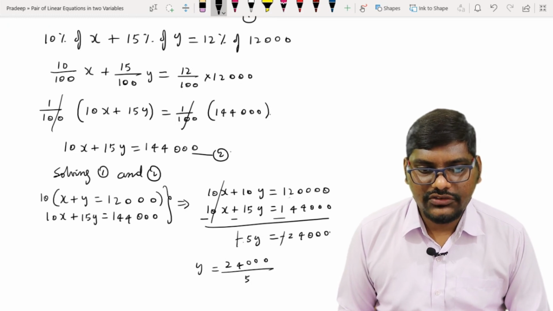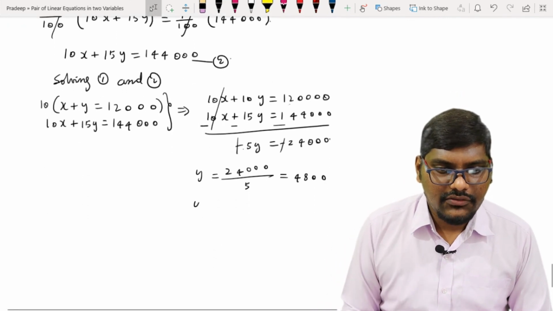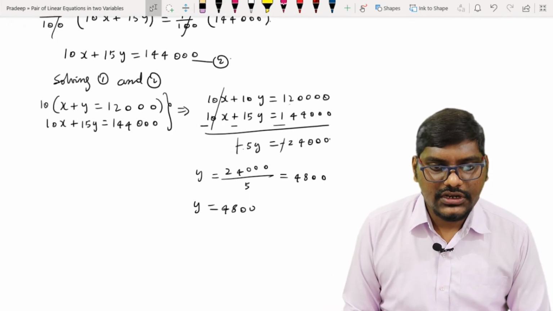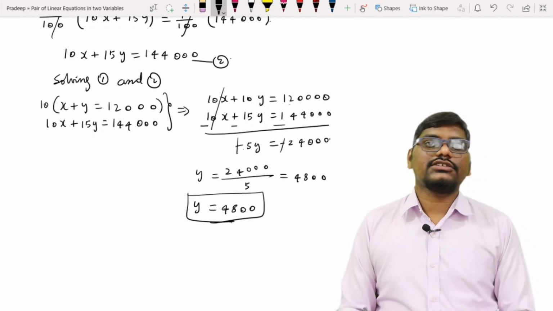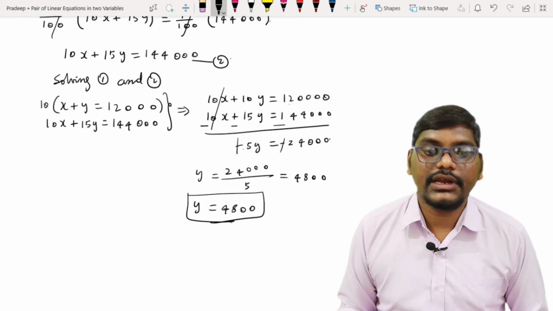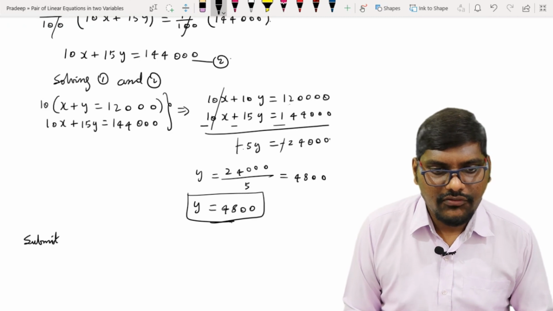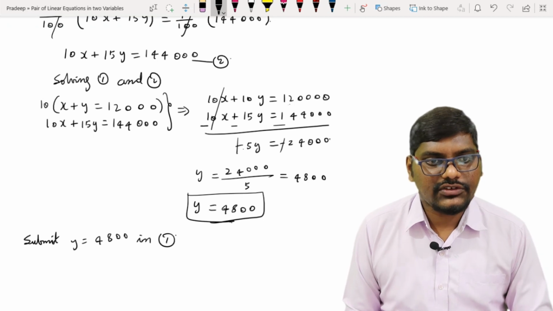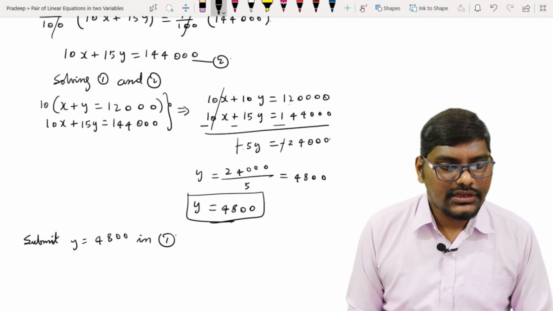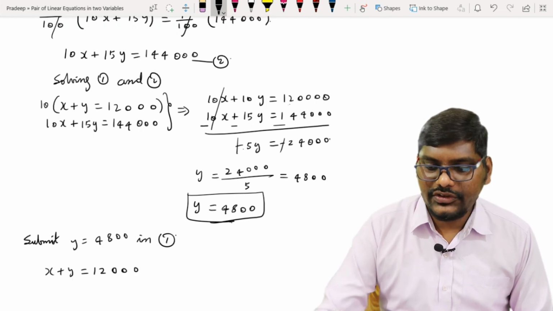If we further solve this, how much will we get? 4800. So y equal to 4800. This is the y value which we got. The y value we can substitute in either the first equation or the second equation, and we will get the x value. So I substitute y equal to 4800 in the first one. The first equation is x plus y equal to 12,000.